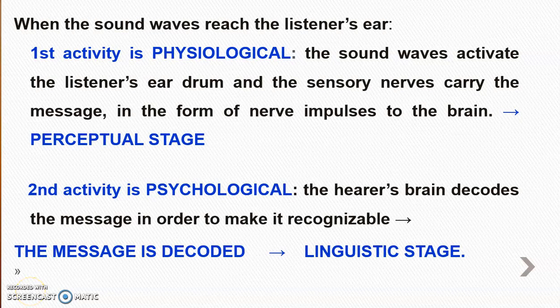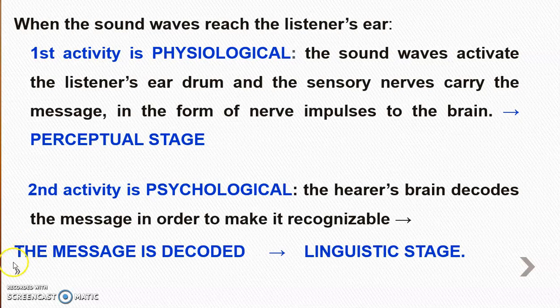So what happens when the sound waves reach the listener's ear? The first activity is physiological, because the sound waves activate the listener's eardrum and the sensory nerves carry the message in the form of nerve impulses to the brain.